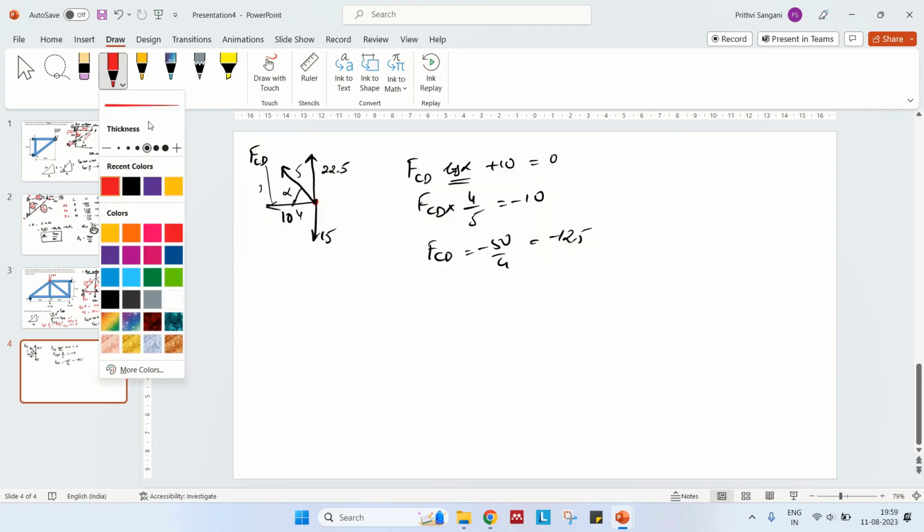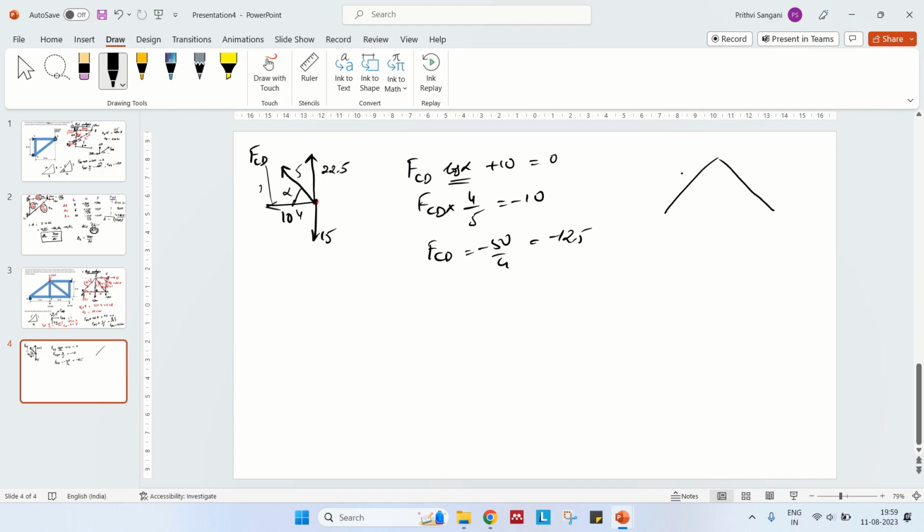So now let us do the virtual analysis. Sorry, it is not a virtual truss. It is the real truss, the actual truss, but we are applying a virtual load. So this is 1 kilonewton, because at this point we need to find out the vertical displacement.